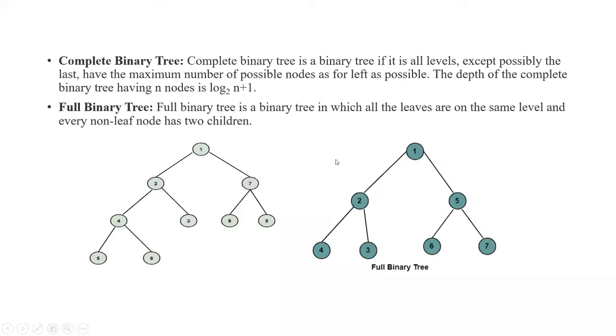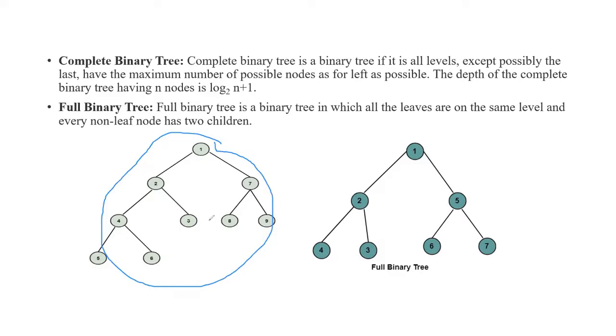Then the complete binary tree. A complete binary tree is a binary tree in which all levels except possibly the last have the maximum possible number of nodes, filled as far left as possible. The depth of a complete binary tree having n nodes is log base 2 of n plus 1. So this is your complete binary tree. This one is your complete binary tree.